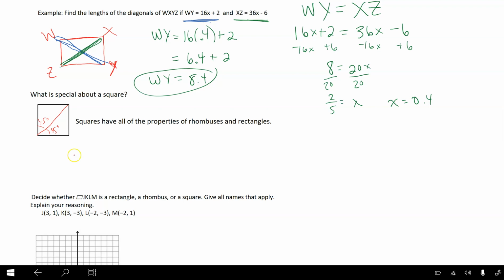We know the diagonals are perpendicular, they bisect the angles, and then because it's also a rectangle, the diagonals are also going to be congruent. Now, it's important to remember that the diagonal is not going to be the same length as the legs, because we can see that it's a right triangle. The hypotenuse has to be longer.